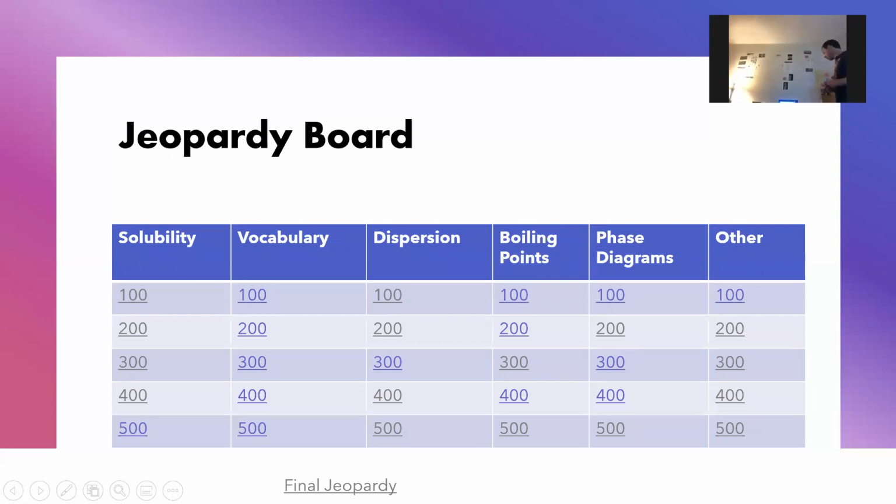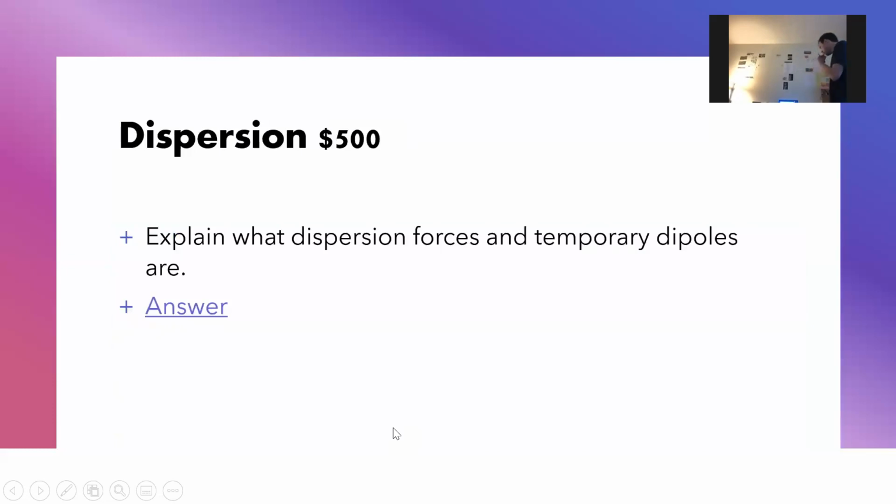Brookdale, we know what you use. You picked the next category. Dispersion for 5. Risky. Explain what dispersion forces and temporary dipoles are. Tough one. Explain what dispersion forces and temporary dipoles are.